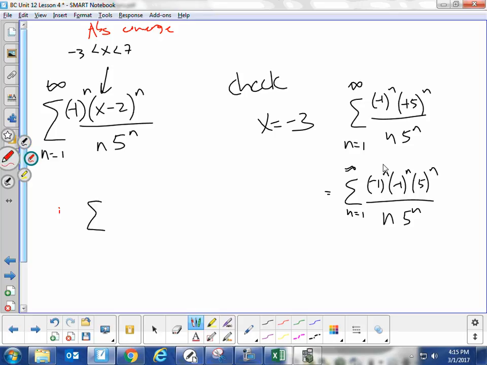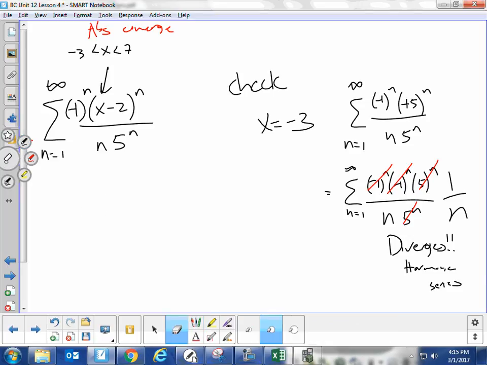These -1s will multiply each other out and just cancel. It ends up being -1 to the n squared, which will just be positive, it'll just be 1. The 5's to the n's will cancel, and I'll just end up with 1 to the n. We know that this is going to diverge. This is the harmonic series. Let's check the other endpoint.